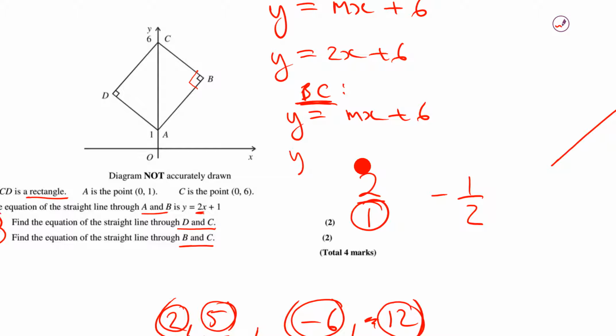So let's finish it off. y equals minus a half x plus 6. Yeah, +6. Cool.